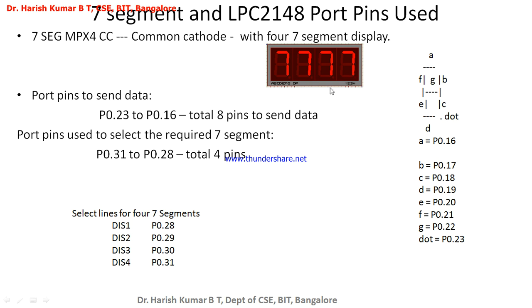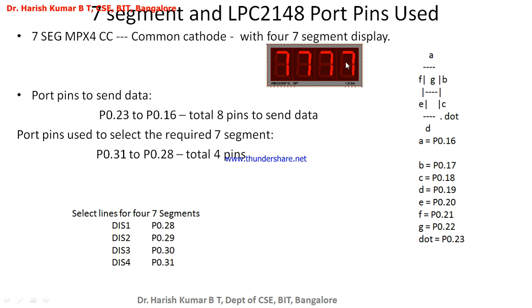Now if you want to count only till 10, then only 2 segments are required, because 0 1 up to 10 is 1 0. And similarly if you want to count till 999, then you require 3 segments. So we have here 4 7 segment displays we are using, and each of these is a common cathode type.